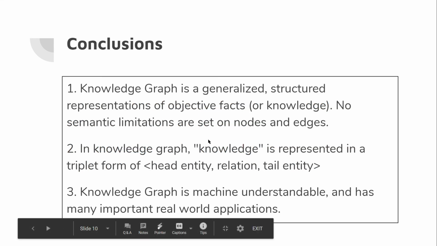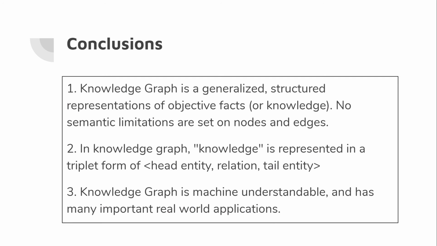So finally, the conclusion. First, knowledge graph is a generalized structured representation of objective facts. No semantic limitations are set on nodes and edges. Second, in knowledge graph, knowledge is represented in triplet form of head entity, relation, and tail entity. Finally, knowledge graph is machine understandable, and it has many important real-world applications following the spirit of prediction and completion.